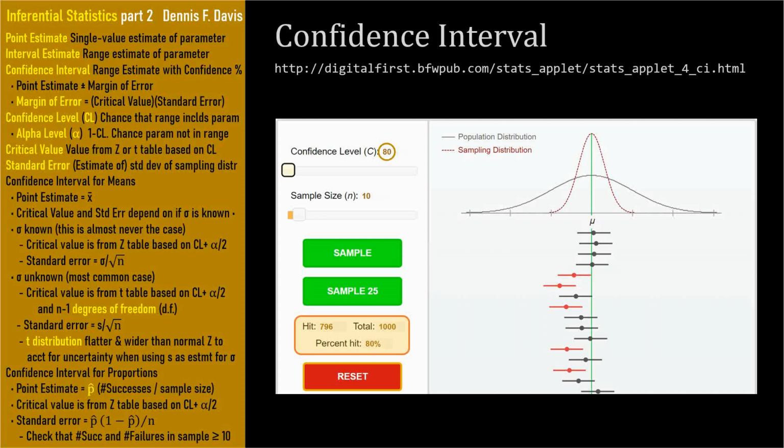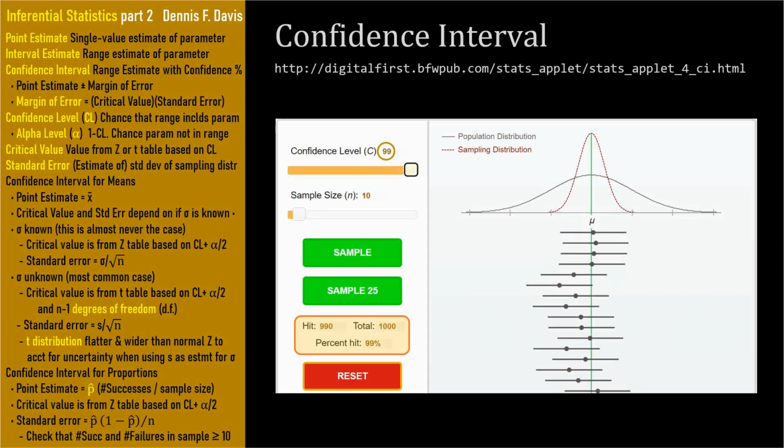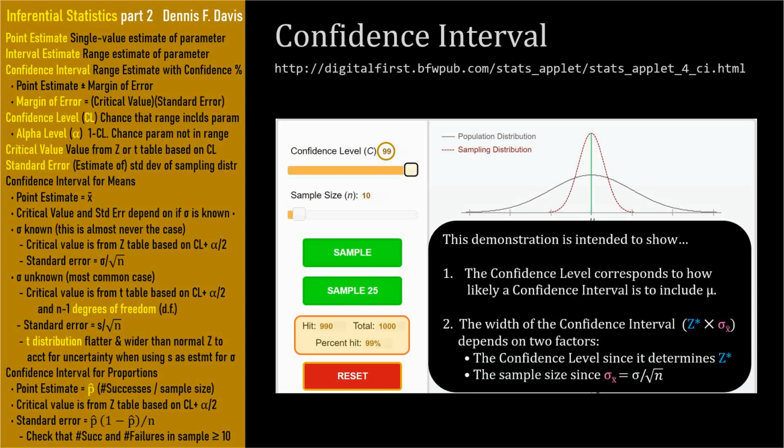Now I'll drag the confidence level up to 99%. The confidence intervals got wider because the blue critical value increased, and since the intervals are wider, they're more likely to include mu. For our 1,000 samples, 990 intervals include mu. Now, before I continue, let me recap what I'm demonstrating with this app. First, the confidence level we choose corresponds exactly to how likely a confidence interval is to include the target mu.